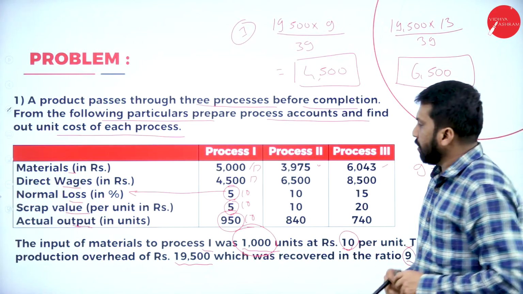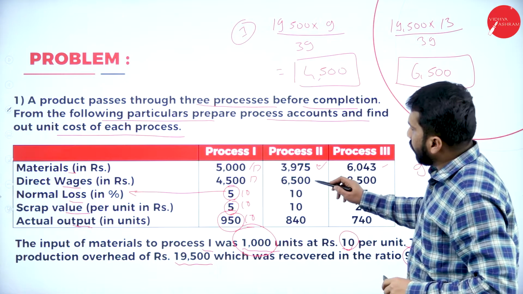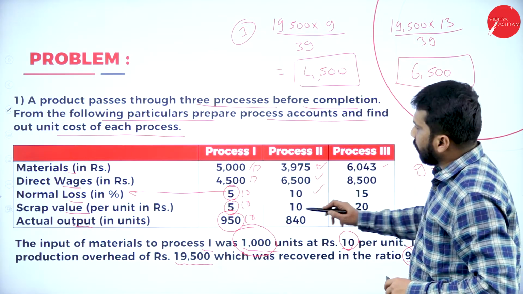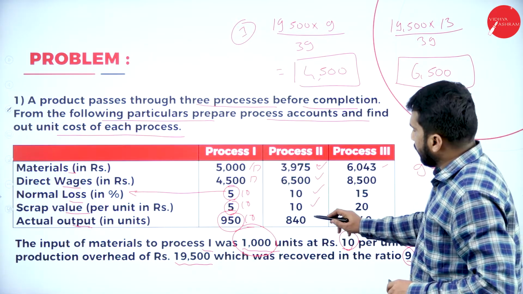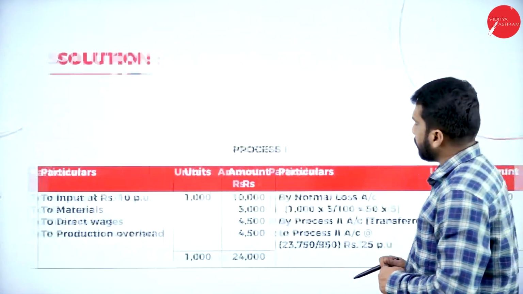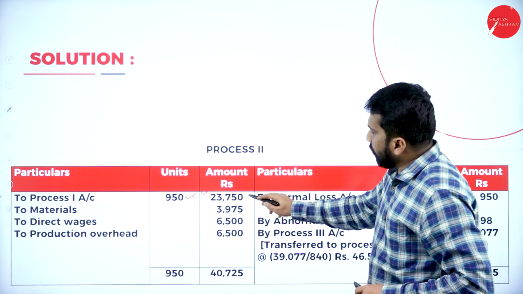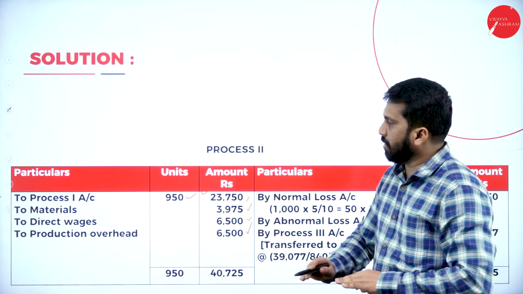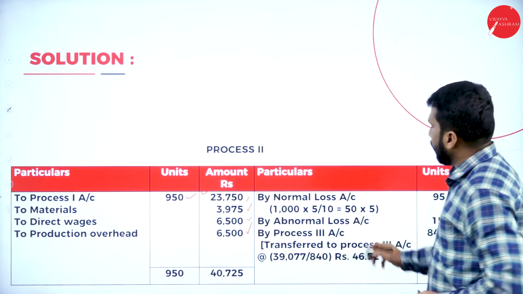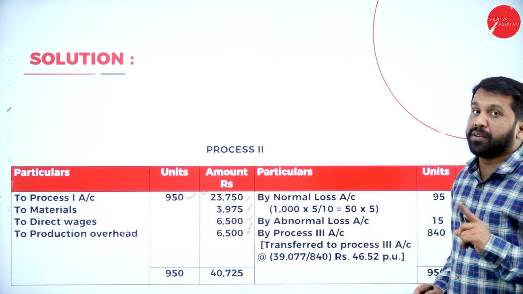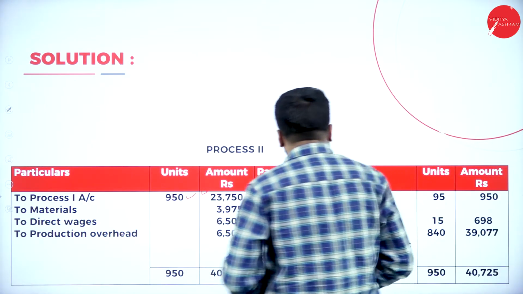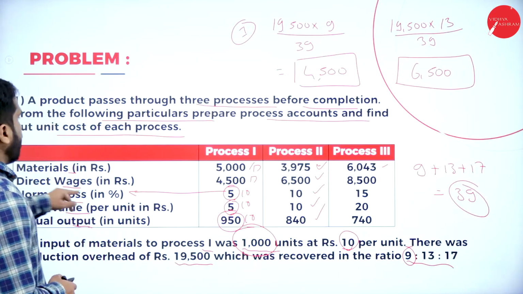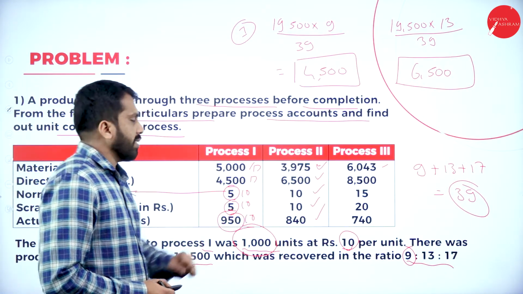What is the procedure? Your material, wages, normal loss, value, output. Now, opening is over, material, wages, overhead is over. Next, normal loss is how much? 10%. Now, your 1000, normal loss is how much? 10%.